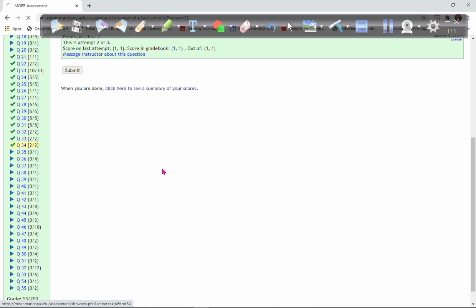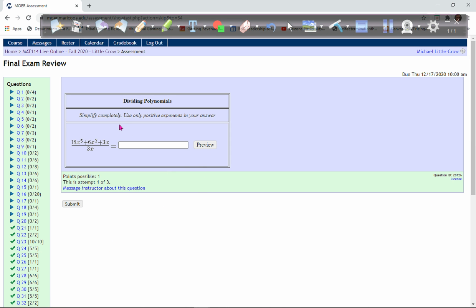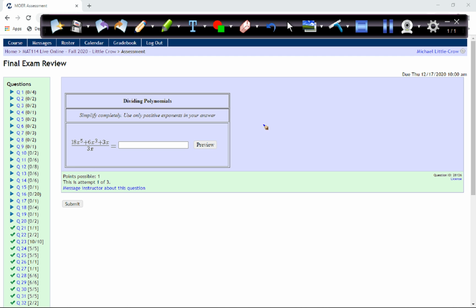Okay, 35. Getting down here. Simplify completely. Use only positive exponents in your answers. So we're looking for adding like terms, or actually, we're going to divide everything, right? So it's a distributive property. This 3x will divide into each of these terms.